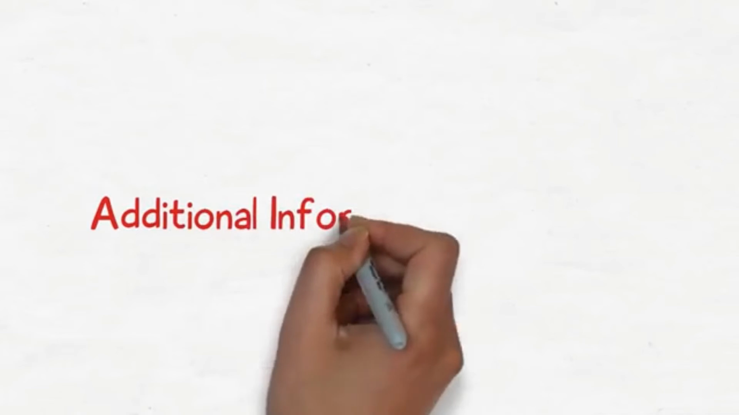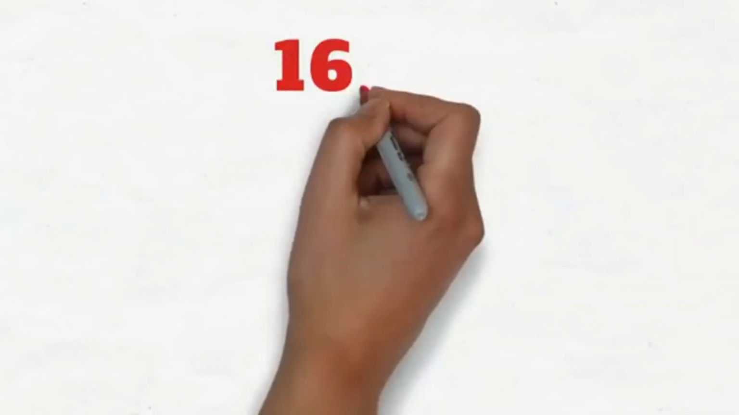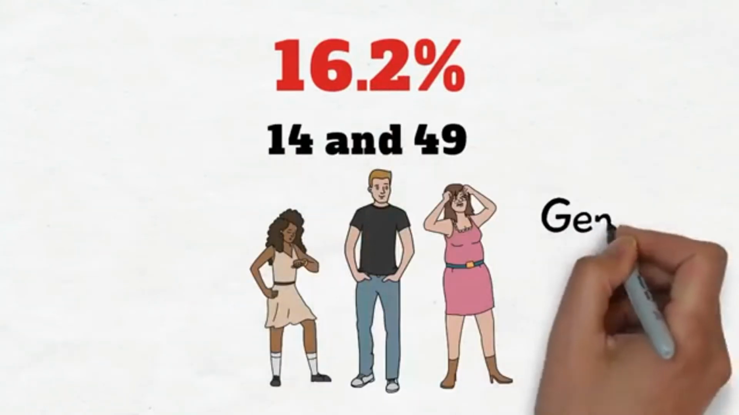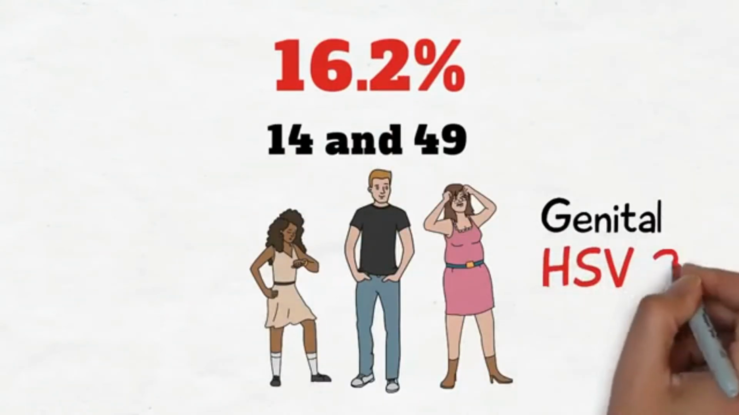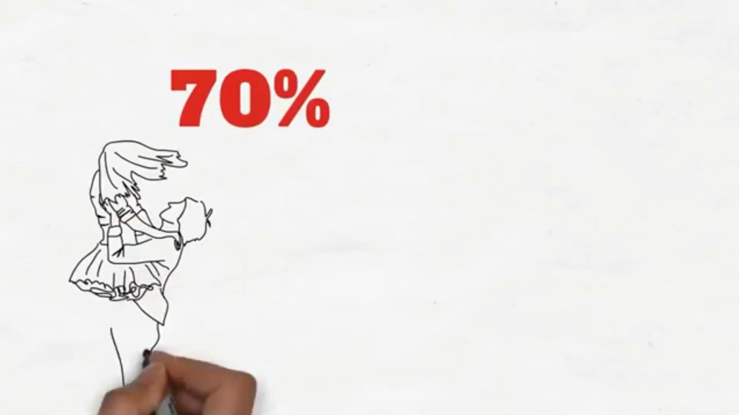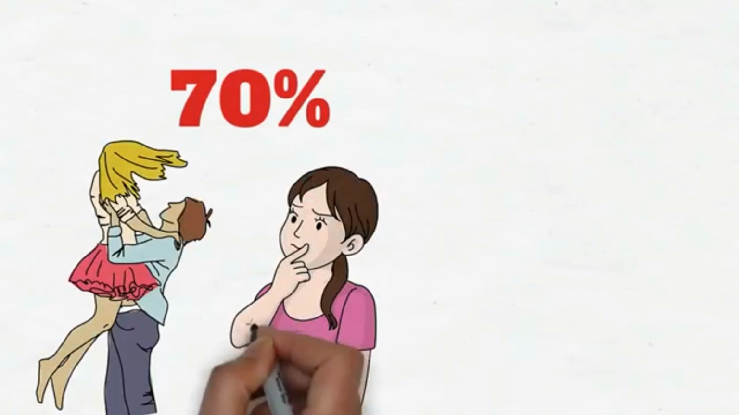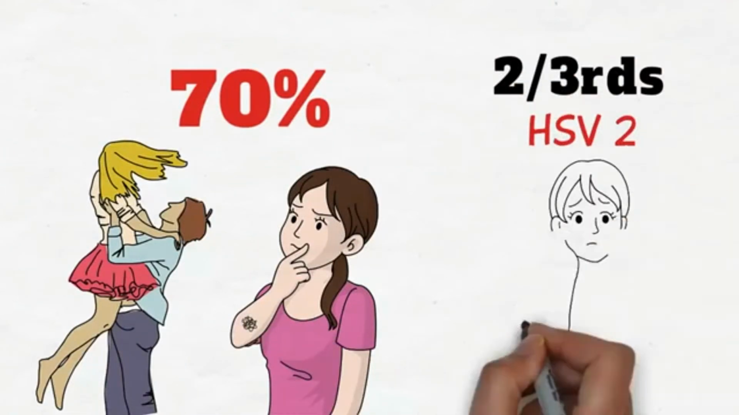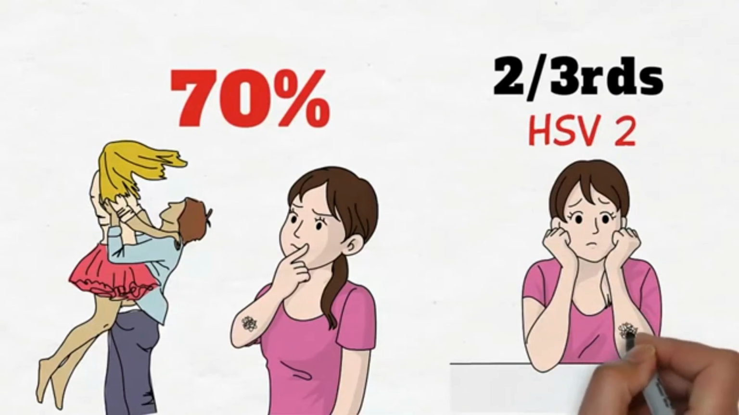Additional information on HSV2: 16.2% of the population between the ages of 14 and 49 have genital HSV2. 70% of those that get herpes got it from a partner when there was no sign of an outbreak. 2/3 of those infected with HSV2 do not know they're infected.